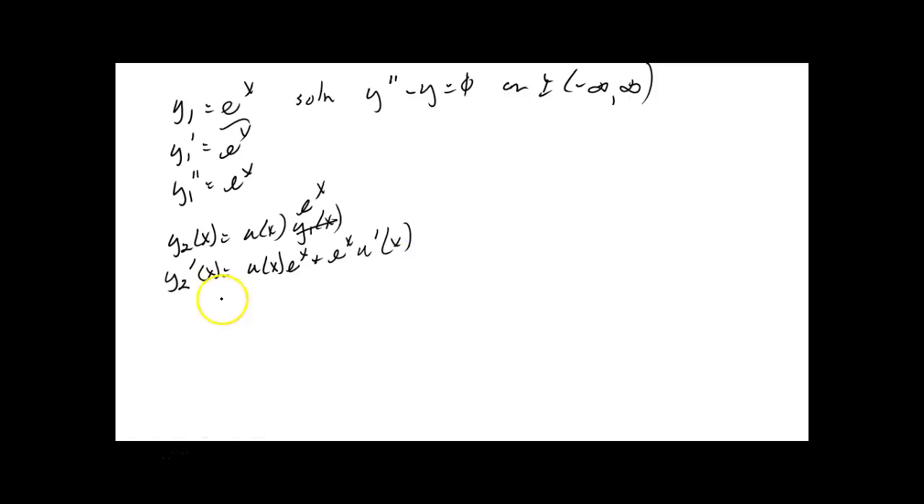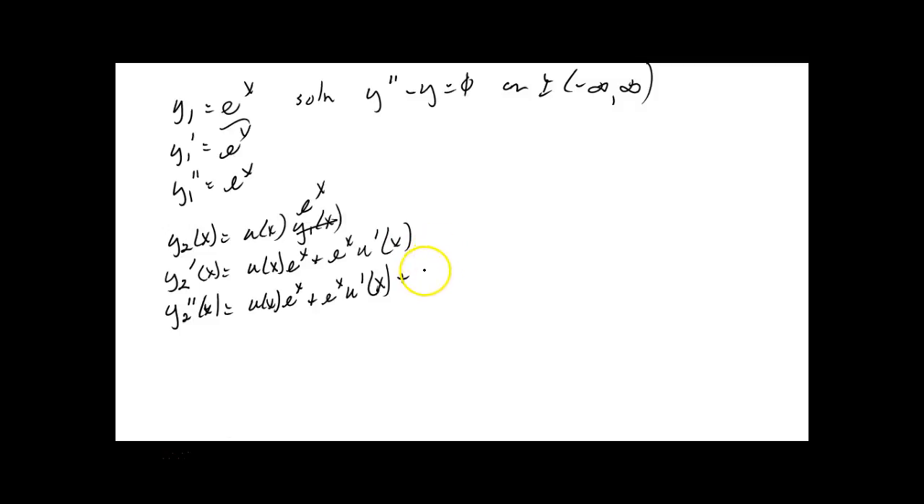Okay. One more. y double prime of x is going to be u of x times e to the x. Is that what you said? Right? Plus e to the x u prime of x. That's taking the derivative of this, which is exactly the same as that. Plus, you got two more parts here. What would that be?